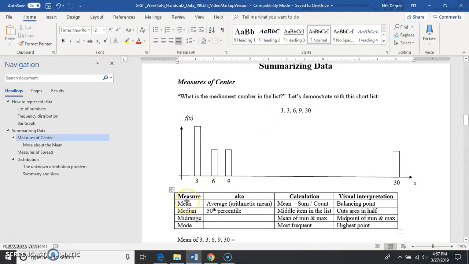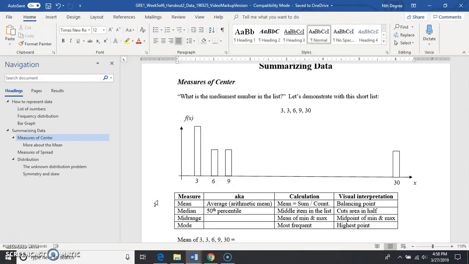So there are basically 4 ways to answer this question. What is the mediumest number in the list? And all those words begin with M, which makes it nice and easy to get them confused. But you shall not. That is the first commandment of statistics. You shall not confuse the mean, median, mid-range, and mode with one another, because the GRE tests you heavily on how they're different.